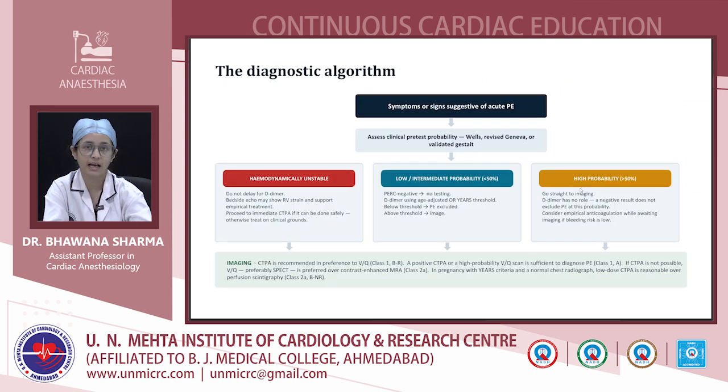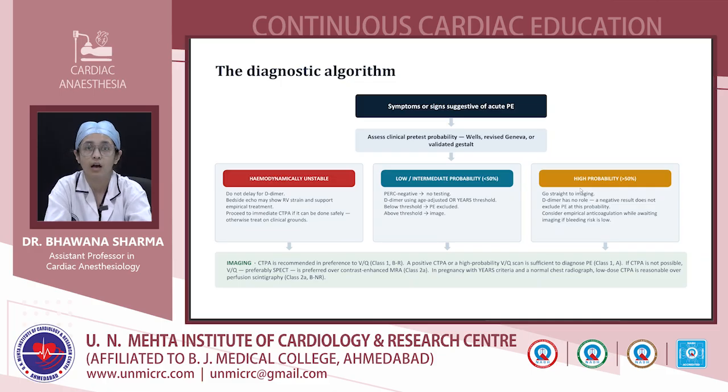Coming to the diagnostic algorithm, if there are signs and symptoms suggestive of pulmonary embolism, we do the pretest scoring like the Wells and the Geneva, and then assess whether the patient is hemodynamically stable or unstable. If the patient is hemodynamically unstable, we do not have time to do the D-dimer. Bedside echo can be done to look for RV strain, and we start empirical treatment. If the patient is unstable but can tolerate going to CT, then CTPA can be done. Otherwise, we start treatment on clinical grounds.